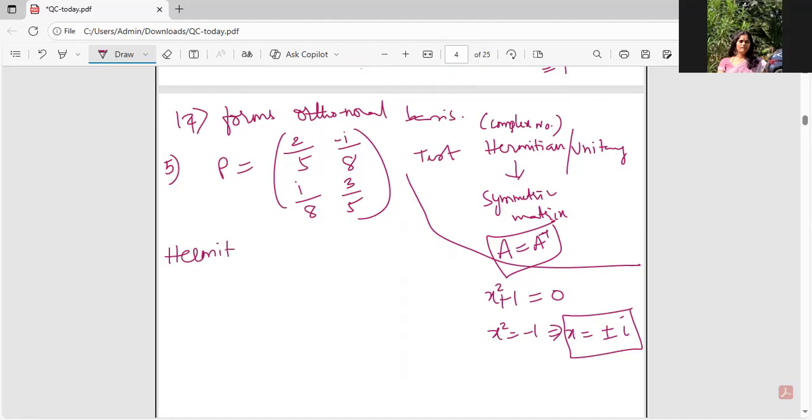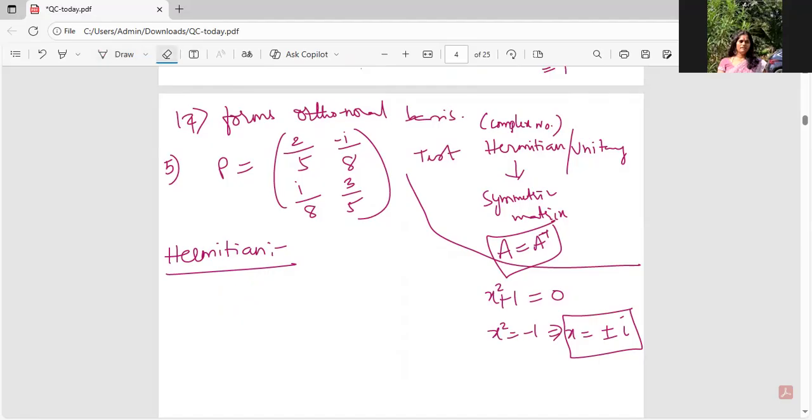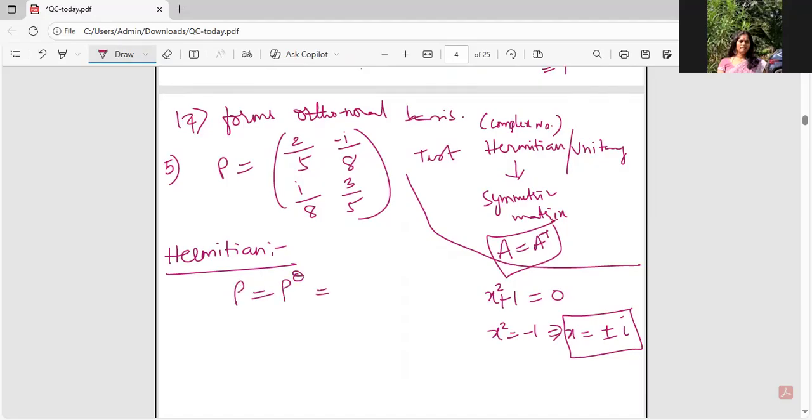Or in other words, for the Hermitian property, what I need to check is whether rho is equal to rho dagger or not. What is rho dagger? Rho dagger is nothing but the conjugate transpose, guys. Conjugate I denote by a bar, transpose I denote by T in the power. So what's the conjugate of rho? Let us check.